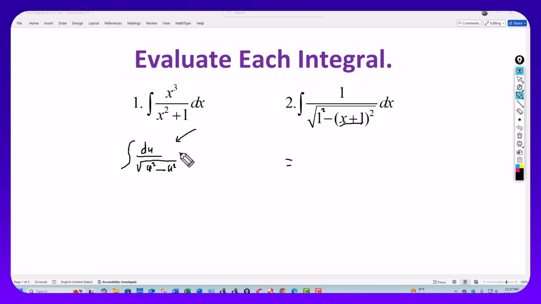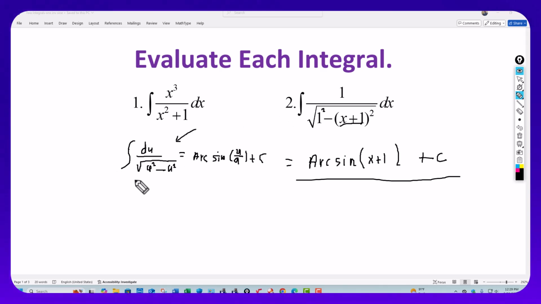Well, let me complete the formula. This is equal to arc sine of u over a, plus the constant of integration. So again, I can go directly to the formula, since it's in that particular form. This is arc sine of u over a. In our case, u is x plus 1 and a is 1 squared. So this would be x plus 1 over 1. This is going to give me arc sine of x plus 1, plus the constant of integration.